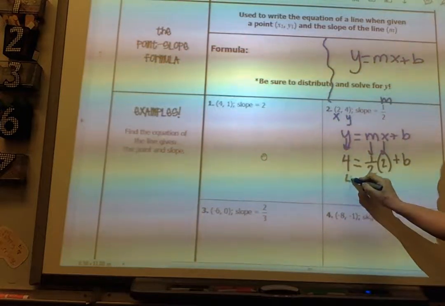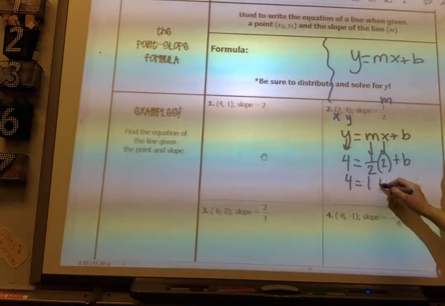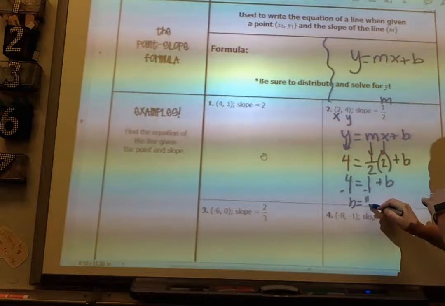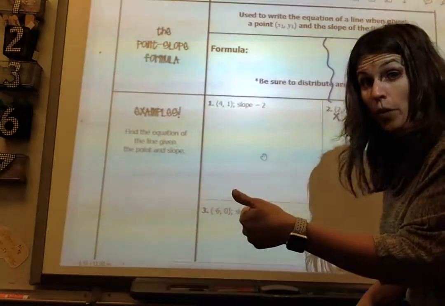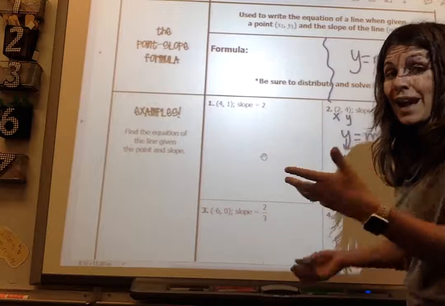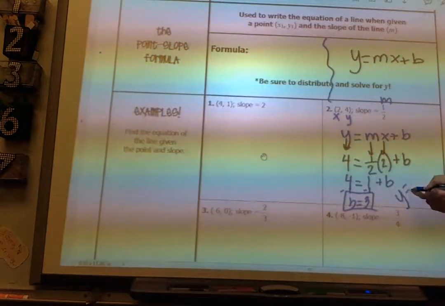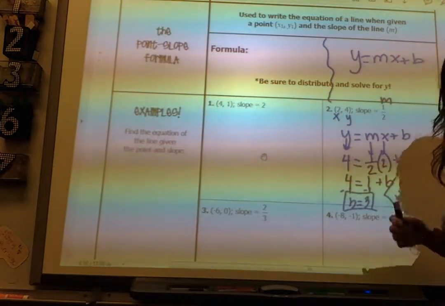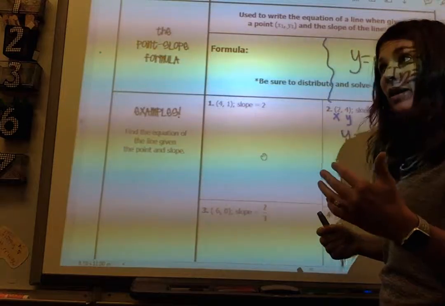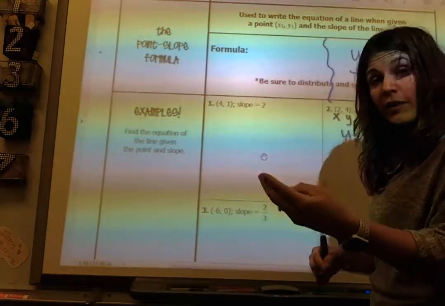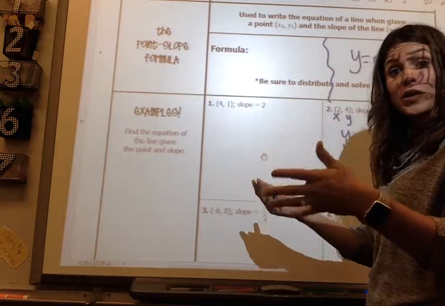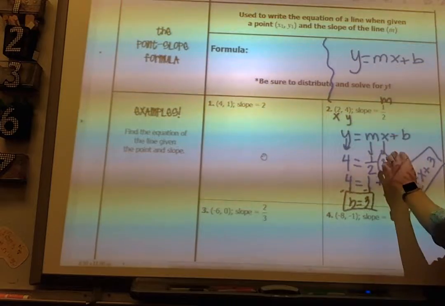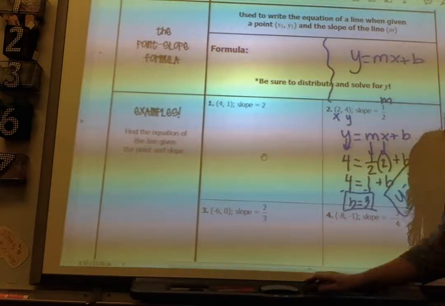So now when I multiply, 4 equals 1/2 times 2 is 1 plus b. And how do you get b by itself? You subtract 1. So b equals 3. Well, now I have my slope. Now I have my beginning point. Now I can just plug it in. So y equals 1/2 x plus 3. And remember, the first lesson in this unit was when you're given a slope and when you're given a y-intercept, how to make that equation where we just plugged it in. So it's the same thing. I found my beginning point, 3. My slope is given to me, so y equals 1/2 x plus 3.